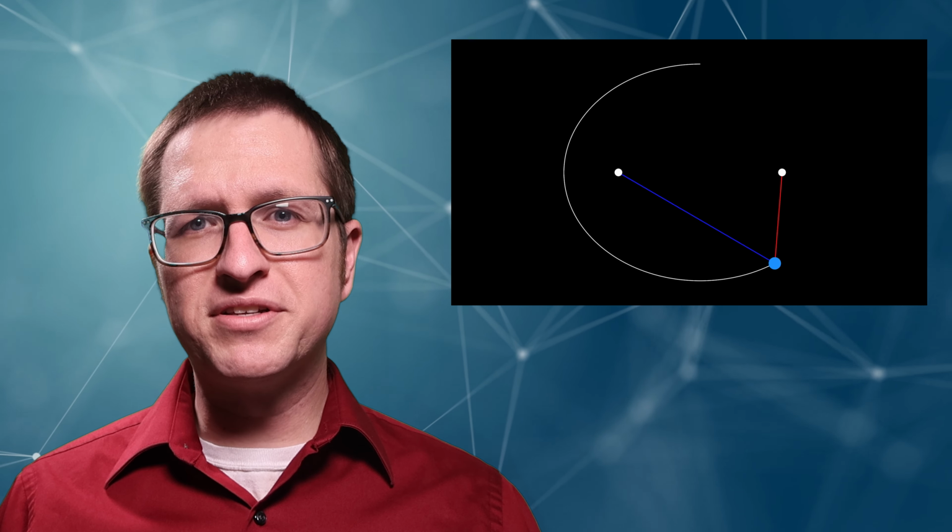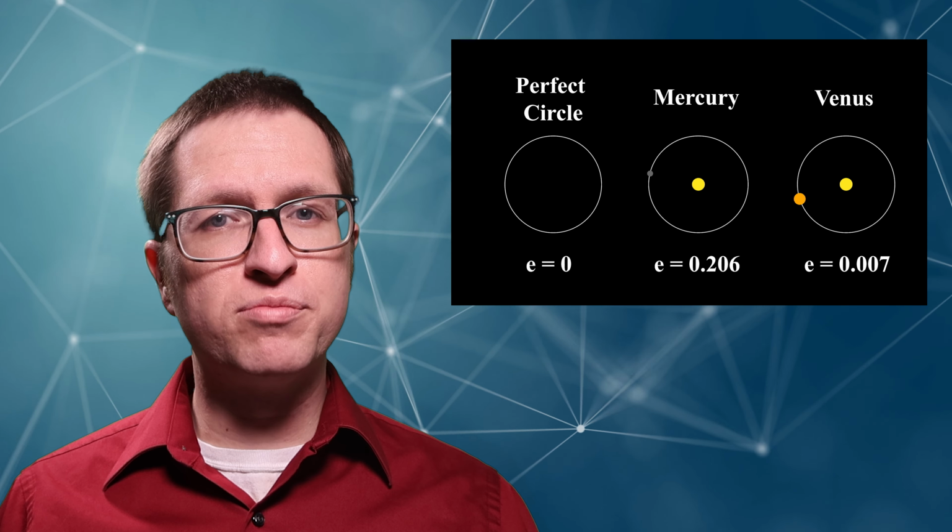This is a video about Kepler's first law, specifically how objects move through space, the shape of their orbits, and some common misconceptions about orbital motion.